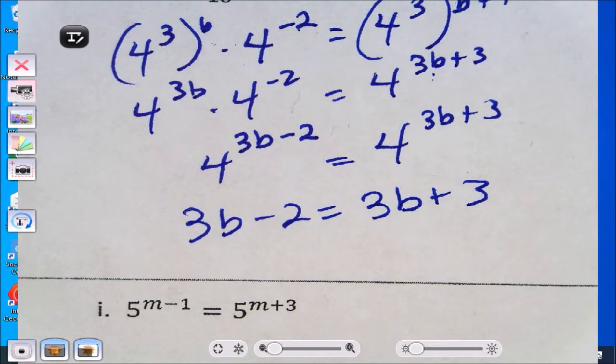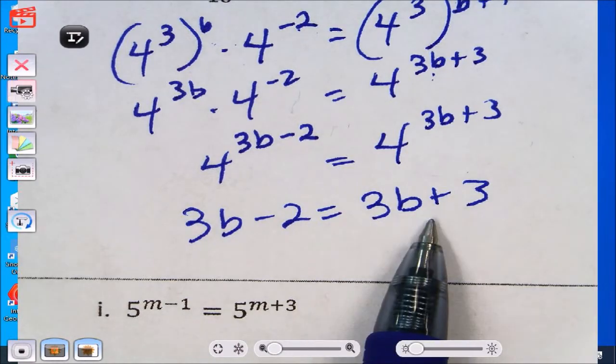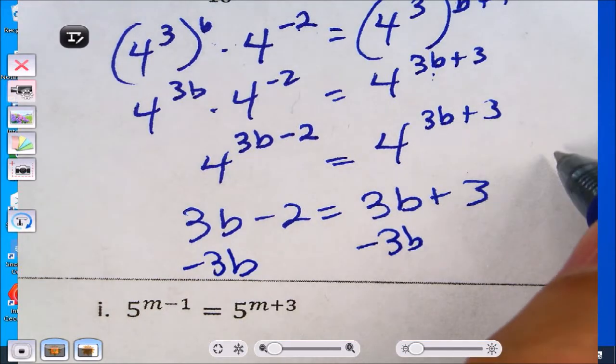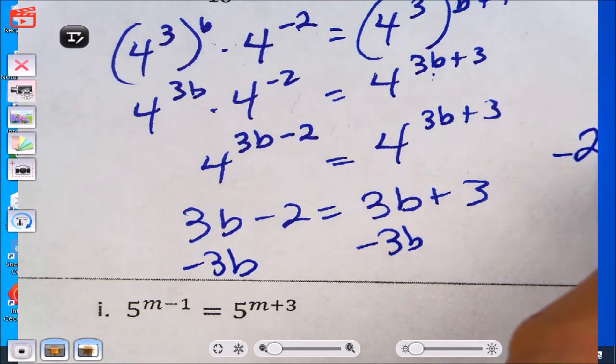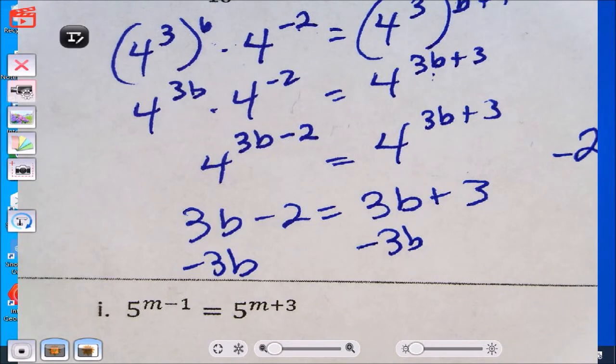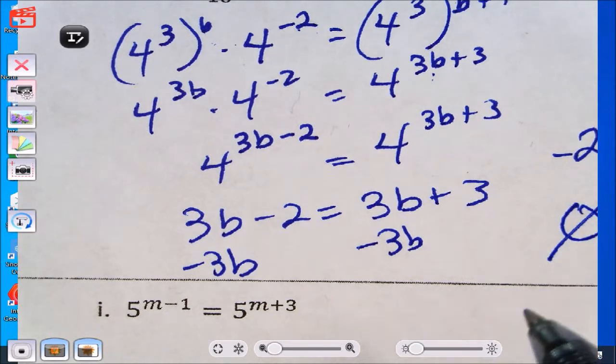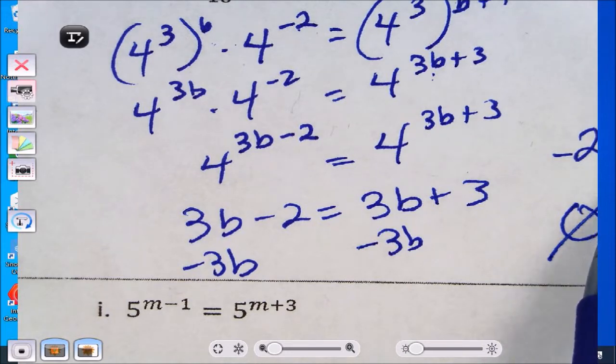Now, how do I solve this? Right? You want to move the 3b at least away from the right-hand side. When I do that, what happens? 0. They cancel. What I have is negative 2 equals 3. On what day of the week is negative 2 equal to 3? Never. Therefore, you have no solution. When the variables disappear and you have a false statement, it is no solution.